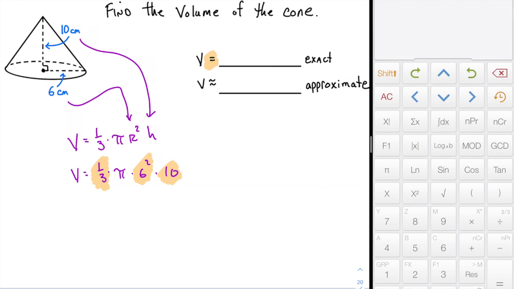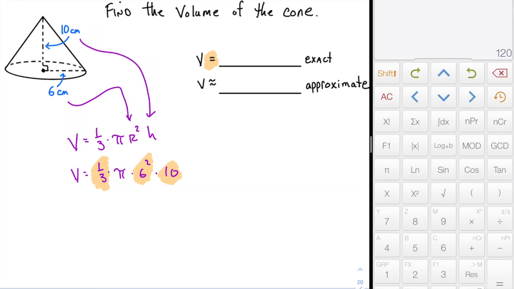I haven't used 3.14. So on the right-hand side here, I have a calculator. This is how I would type it in if I don't have a fraction bar. I do open parentheses 1 divided by 3. That'll be the 1/3 part. And then do times 36 and times 10. Piece of cake. And I get 120.